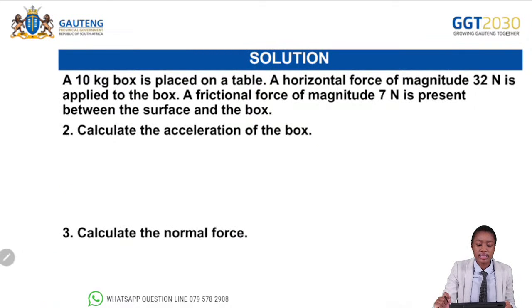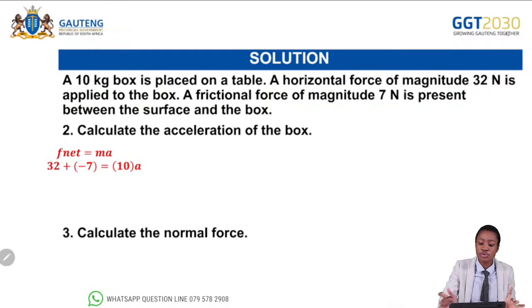The second one says calculate the acceleration of the box. Calculating acceleration, you know you're applying Newton's second law of motion, and that would be F net equals mass times acceleration. That is a mark for just writing that formula as it is from the data sheet. You substitute into the original. Do not rearrange.